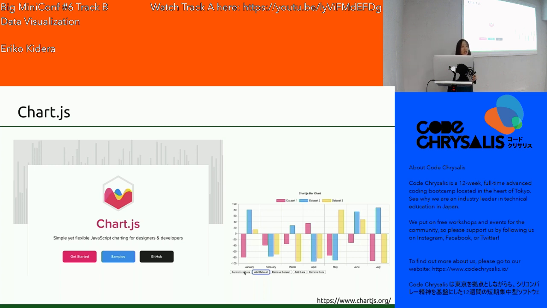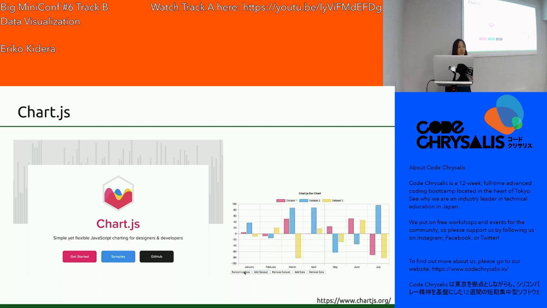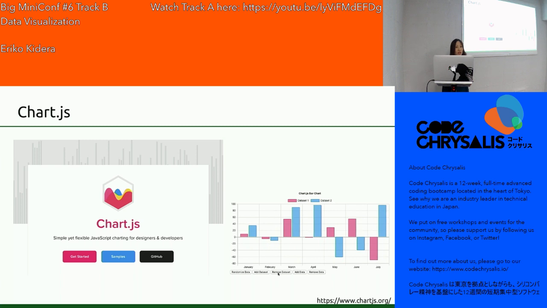Next is Chart.js. Chart.js is also a famous JavaScript library for data visualization. Although less flexible and capable than D3.js, it's lightweight and easier to get started with.